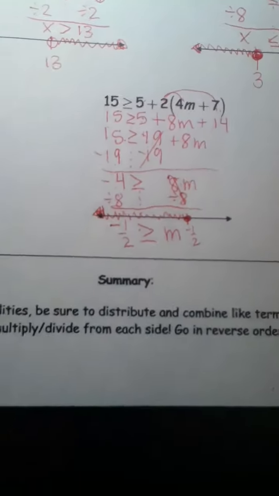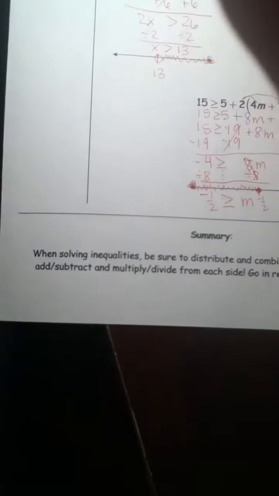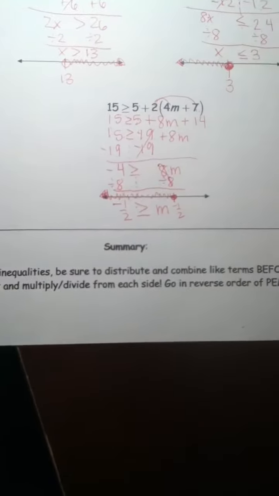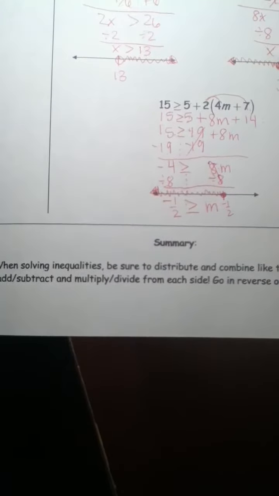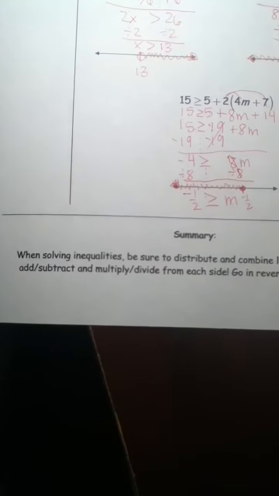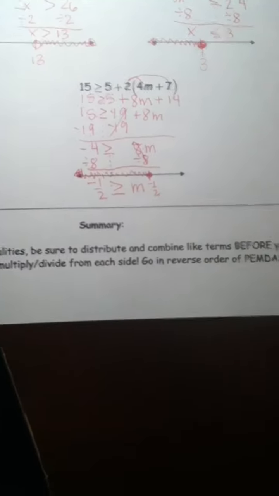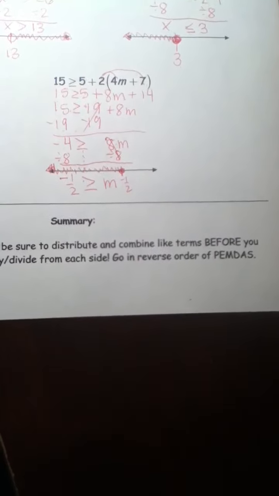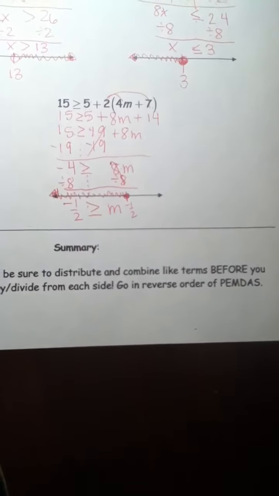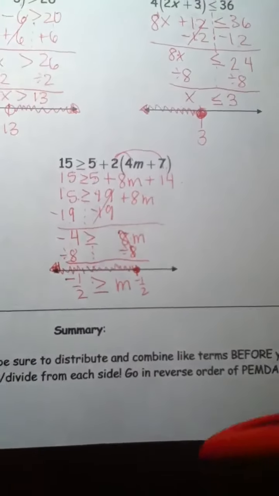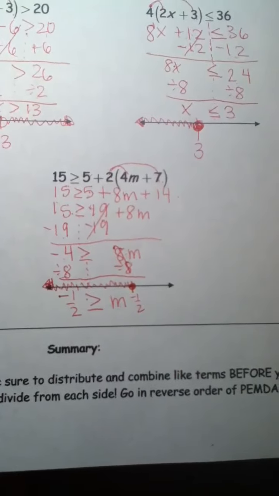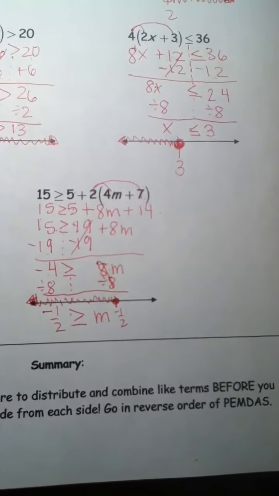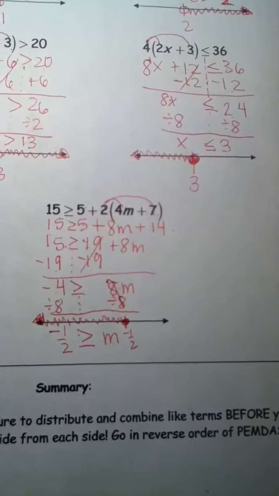Alright. So summary. Make sure to distribute and combine like terms before you subtract or multiply, divide from each side, okay? So, go in reverse order of PEMDAS like I showed you. And you have a lovely worksheet attached on the back, okay? So, solve it out. And I will see you tomorrow.